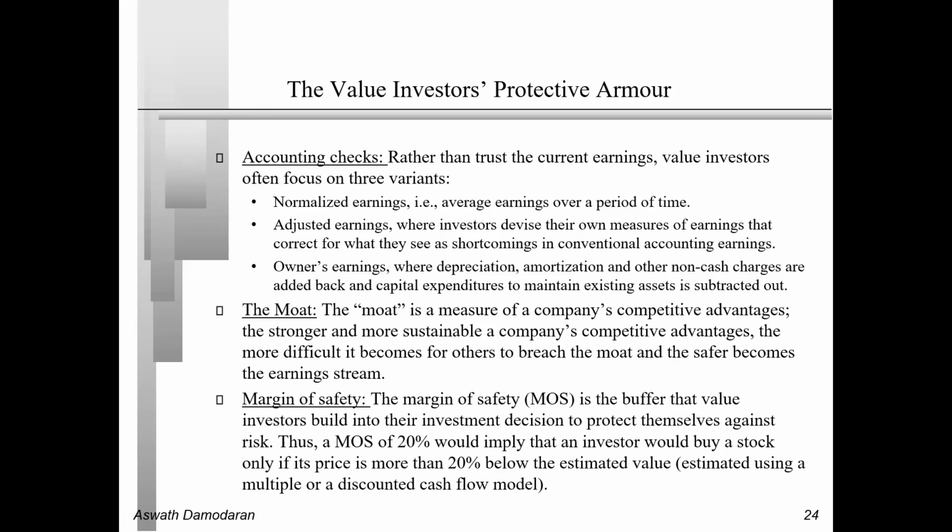So accounting checks. It's important to look at normalized earnings, average earnings over a period of time, instead of looking just at current earnings. Also look at adjusted earnings, where investors devise their own measures of earnings that correct for what they see as shortcomings in conventional accounting earnings, and owners' earnings, where depreciation, amortization, and other non-cash charges are added back and capital expenditures to maintain existing assets are subtracted out.